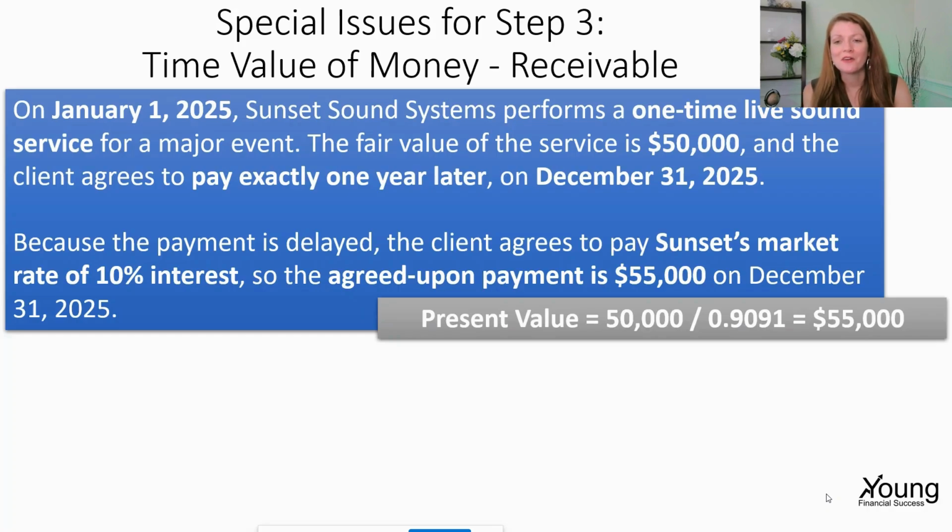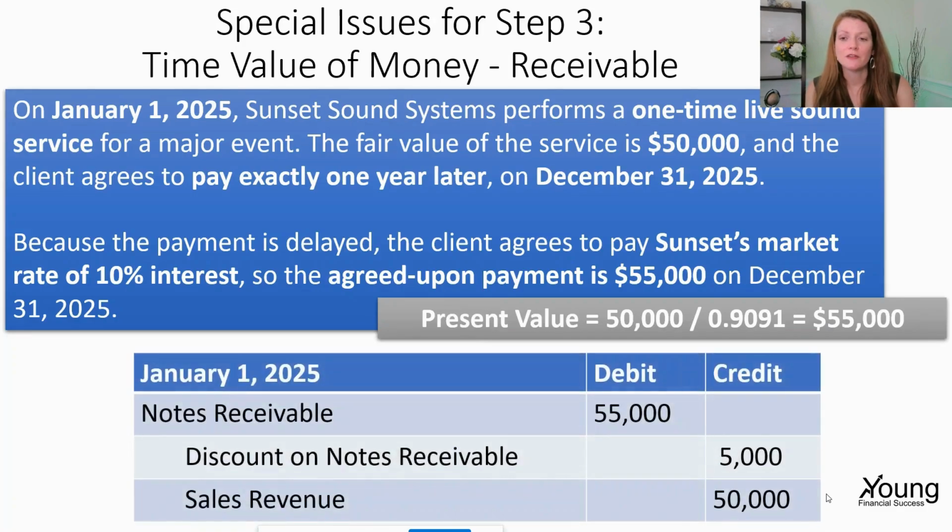We could have figured that out on our own, right? We could have taken $50,000 times 10%. That would have given us $5,000, and we add it back to see that we're going to be charging them an extra $5,000. So on January 1st, 2025, we will show a notes receivable, that asset of $55,000. We're going to show sales revenue of $50,000, and we're going to show the discount for $5,000. So that's that discount that they're giving them.